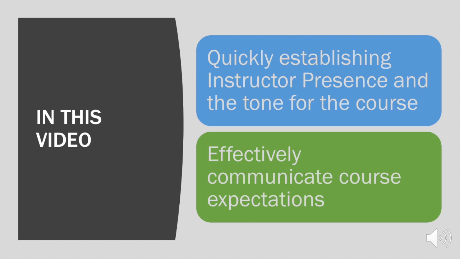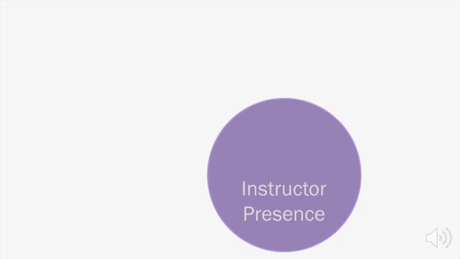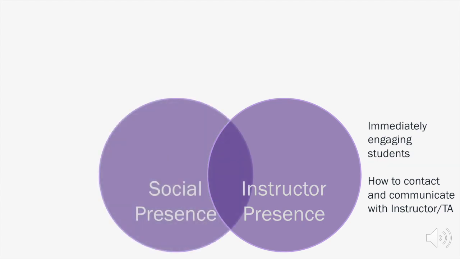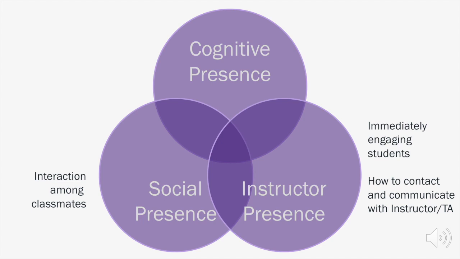Particularly when teaching asynchronously, you'll want students to feel like you're human and present, even when you're not engaging with them in real time. So we'll also talk about how to establish course expectations when rapidly moving your course online. So, in addition to immediately engaging students through your instructor presence, you'll learn how to effectively set and communicate course expectations, such as how students should contact and communicate with you and teaching assistants, how they can interact with their classmates, which is part of building social presence, and how they can complete course activities and assessments, which is related to cognitive presence.